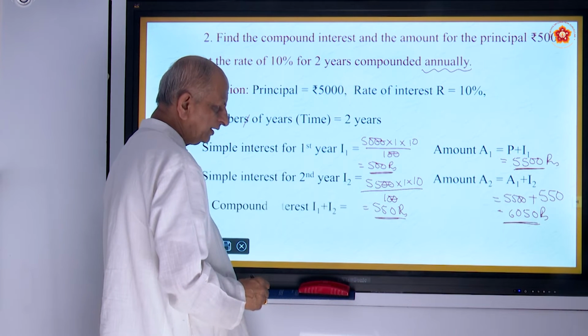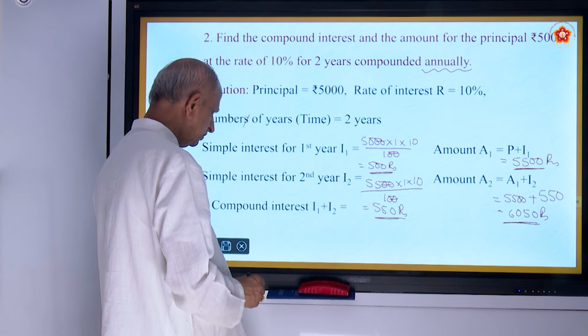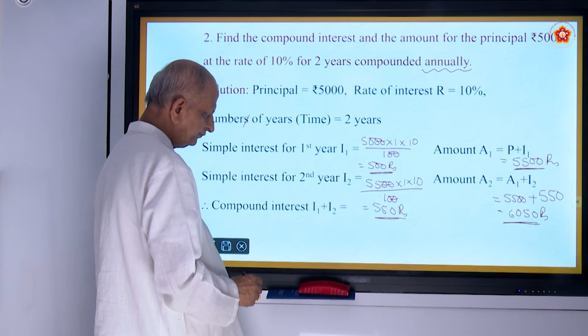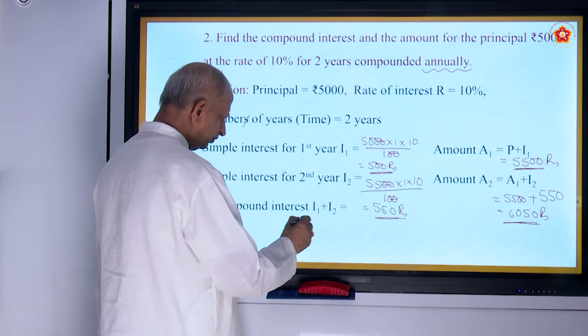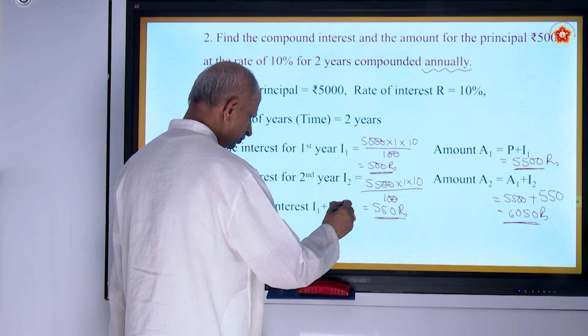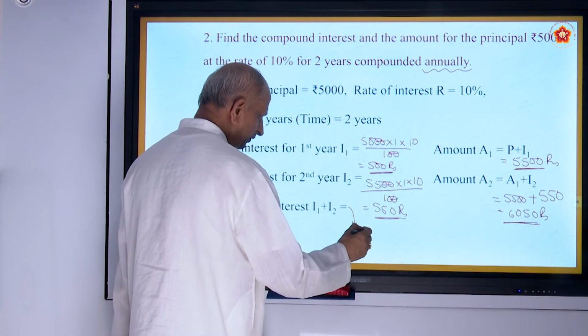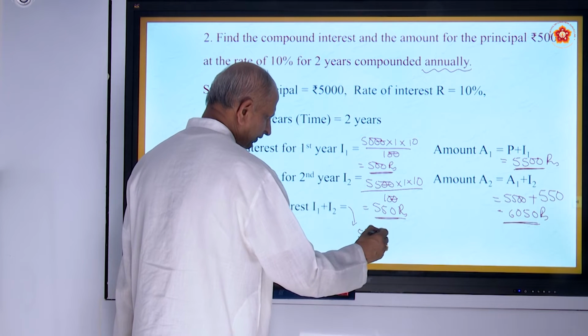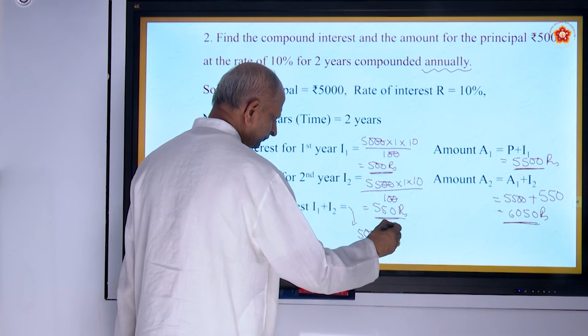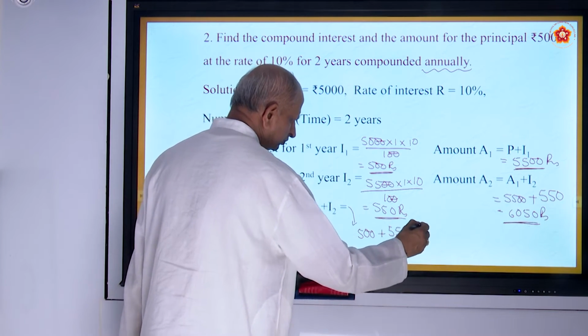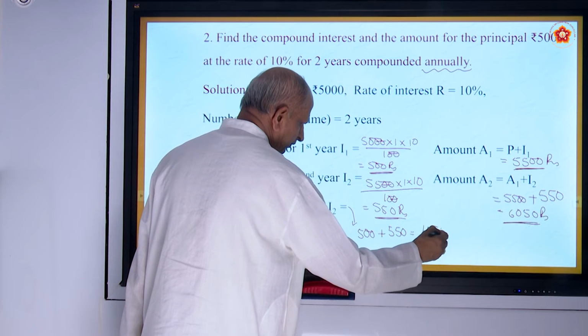And now you can calculate compound interest. So, compound interest is equal to, I will write it here, 500 rupees. Second is 550. Totally it comes to 1,050 rupees.